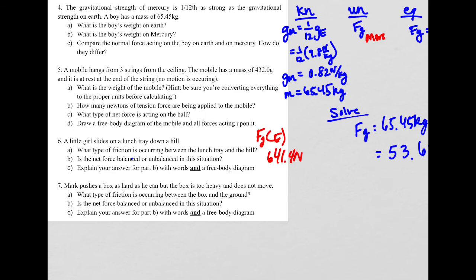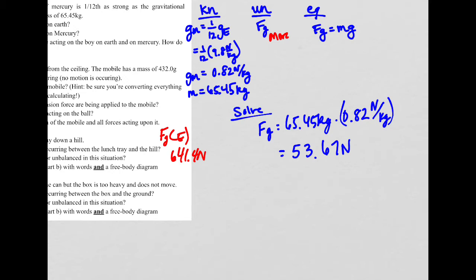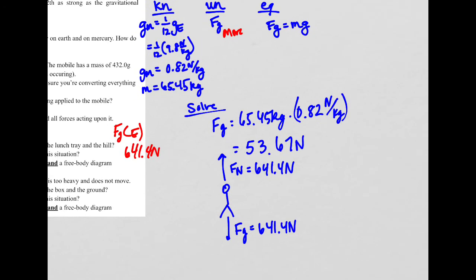All right, part C wants you to compare the normal force acting on the boy on Earth and on Mercury. How do they differ? Well, the normal force, remember the boy is standing on Earth. He has the force of gravity on Earth, and so his weight, Fg on Earth, is 641.4 newtons. His normal force, because he's not moving through the Earth, is the same. It's 641.4 newtons on Earth. And then on Mercury, his force of gravity, or his weight, would be 53.67 newtons.